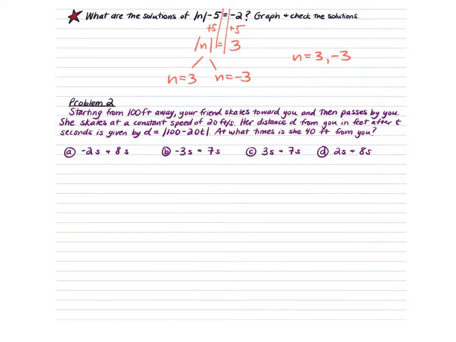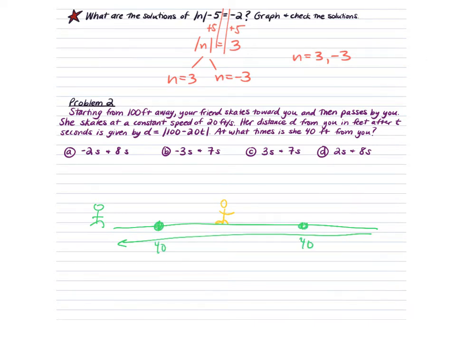So you can think about her, right? Here's you, and your friend is here, and she's skating towards you, but then she passes you, and then she comes back, right? So say this is 40 feet away, and then this is also 40 feet away. So there's going to be 2 times when she's 40 feet away from you, right? So that's all it's looking for.